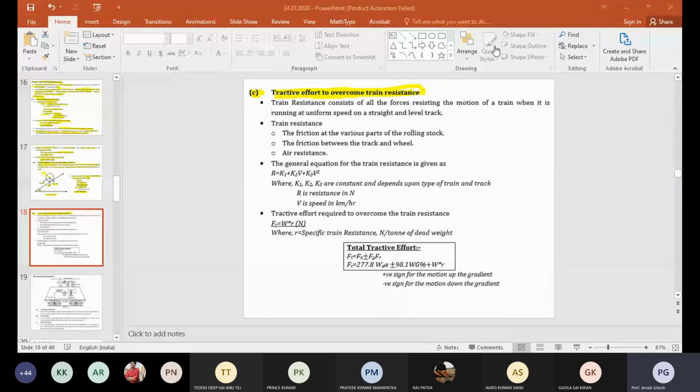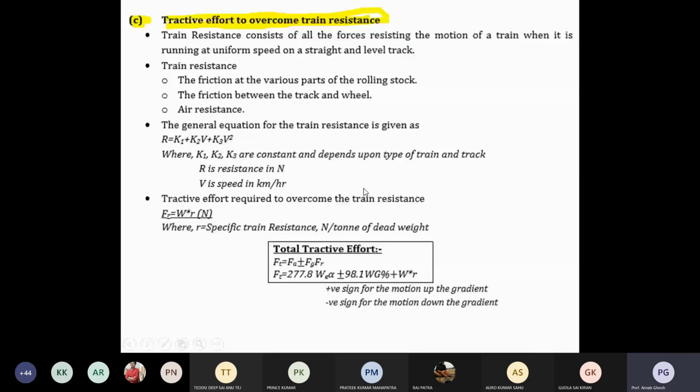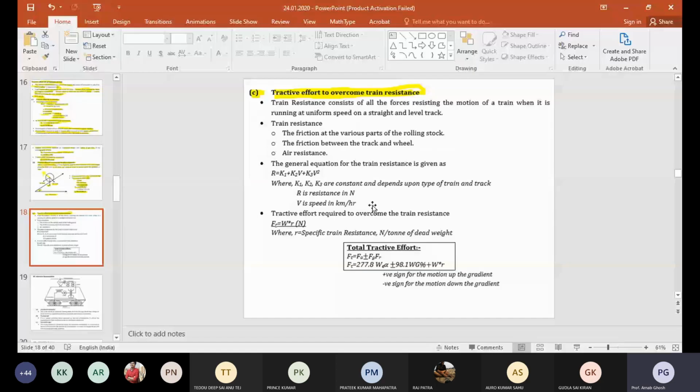So what do you mean by the train resistance?